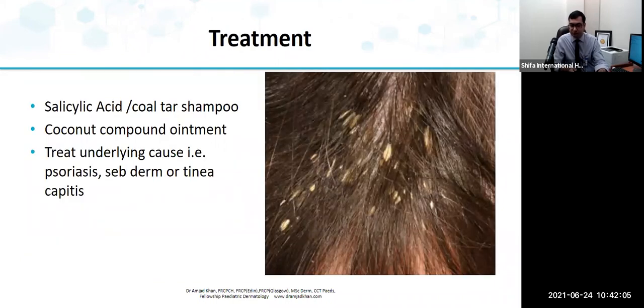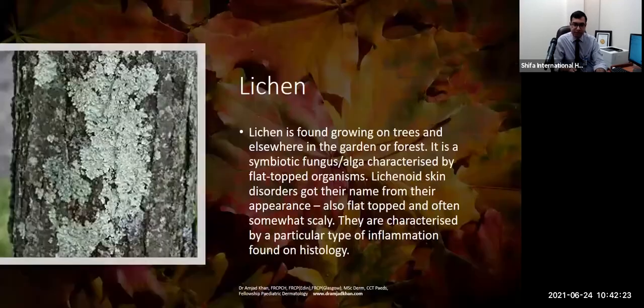What are the treatment options? Obviously, treat the underlying etiology, you look after the psoriasis, head lice, or any seborrheic dermatitis, other things. But salicylic acid coal tar shampoo will help loosen these thick scales. Coconut compound is available if you have a compounding pharmacy. You can do that as well, and treat the underlying causes.